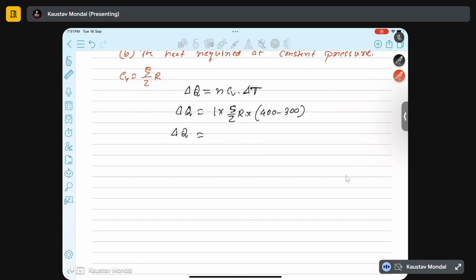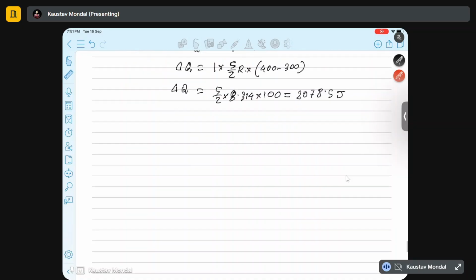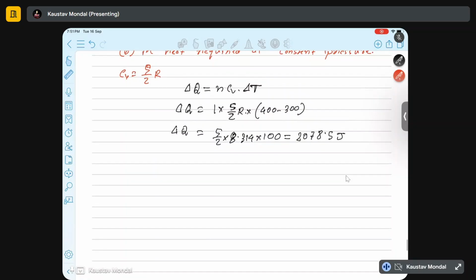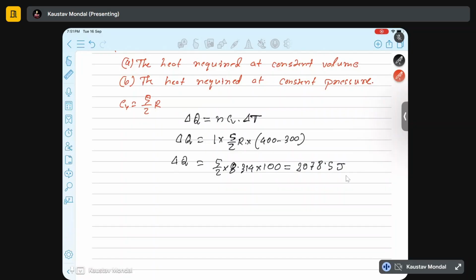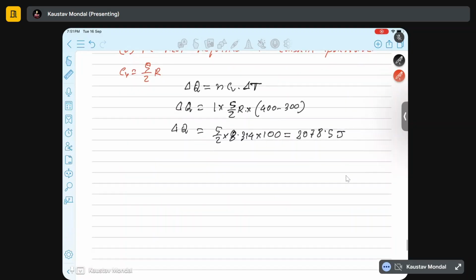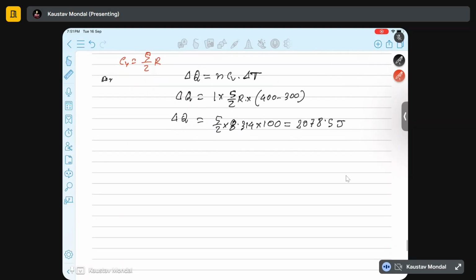R is simply 8.314, the ideal gas constant, and multiplied by 100. So this gives the answer in terms of joules. If you multiply the three terms, this gives you 2078.5 joules. This gives you the heat required to raise the temperature at constant volume. Next is the next problem.